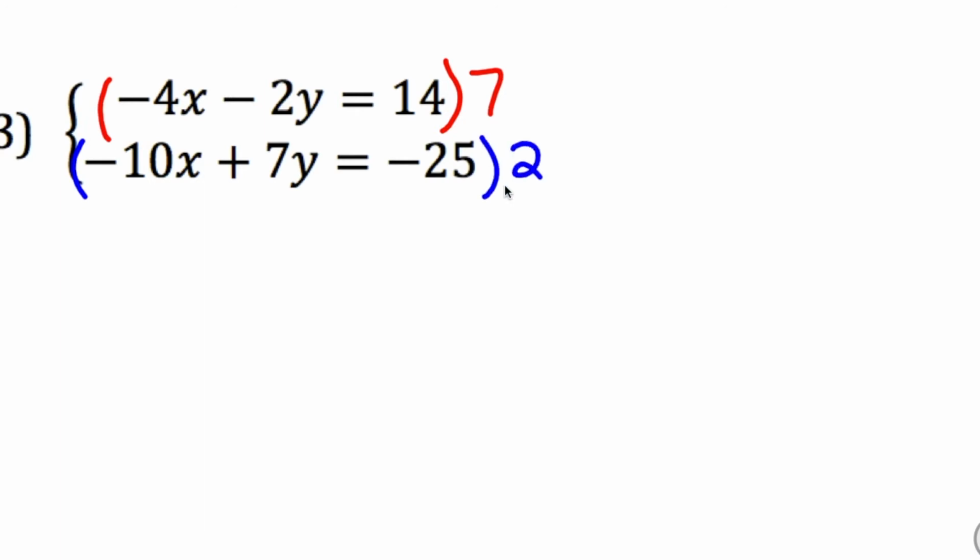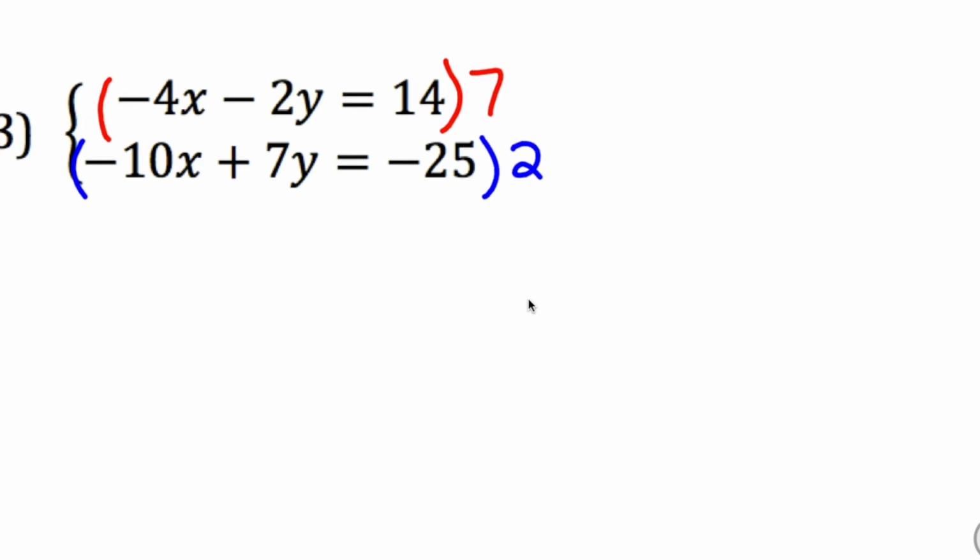Now take note here, I did not multiply by a negative 2, because if I did, they would both end up being a negative 14y, and I don't want that. I want one positive and one negative. So I'm just taking the number, I'm not taking the sign, if they already have opposite signs. If they were both negative or both positive, one of these would have to be negative, okay? So just keep that in mind.